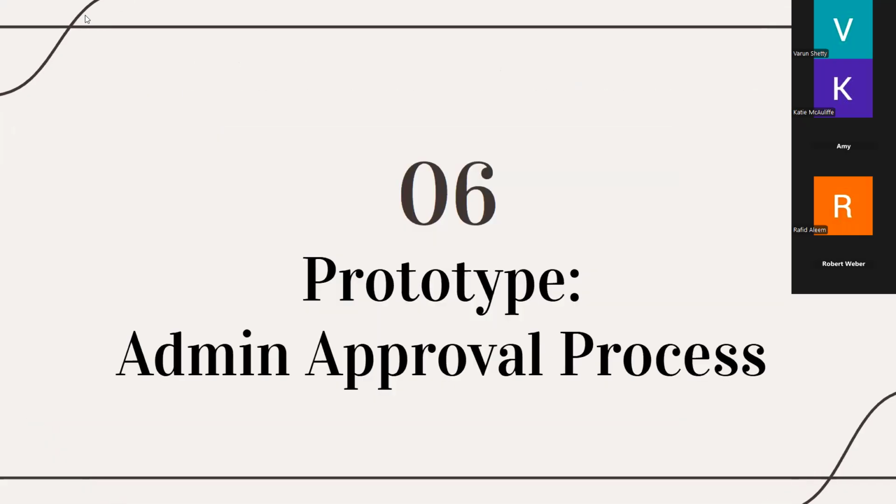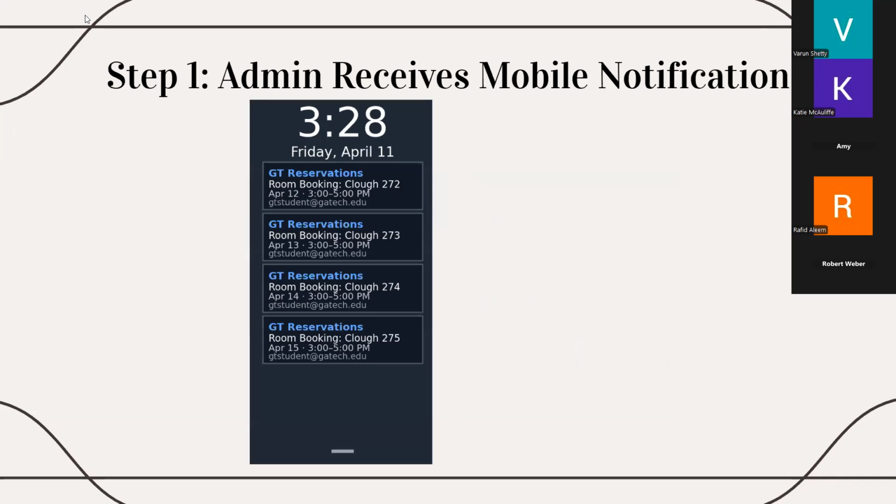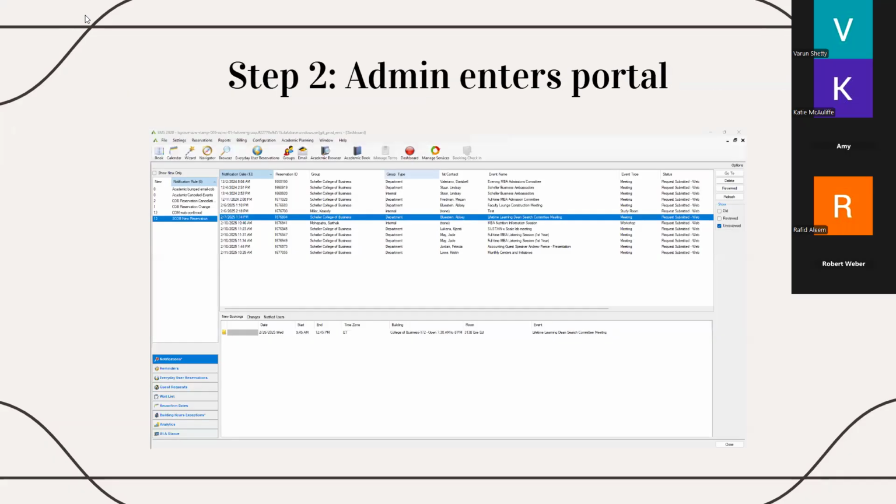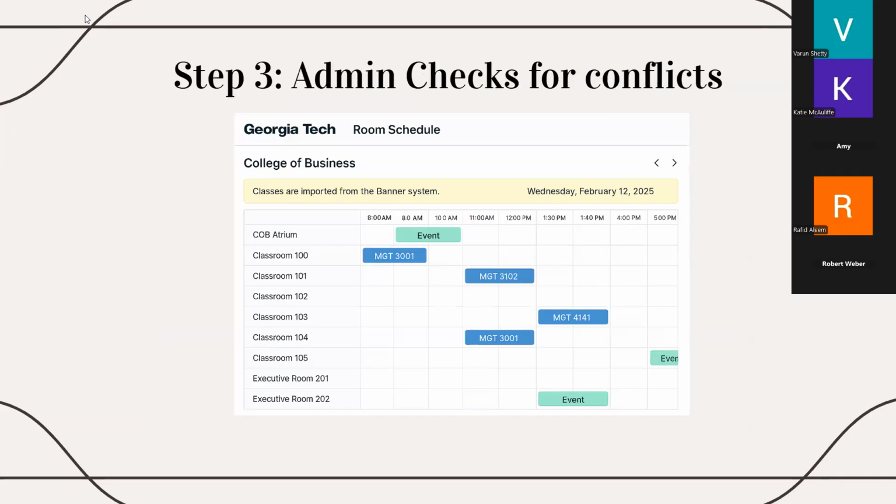So moving on to the administrator side, the newest change that we made is that the administrator receives mobile notifications, which specify the room, the date, and the time of these reservations. As soon as they receive this notification, they can go into the portal and see if there are any conflicts. The way they can check these conflicts is against the calendar, which is shown on the next slide. This calendar shows that the classes are imported from the Banner system, so there's no need for the admin to check between multiple systems manually to see if there are any conflicts.